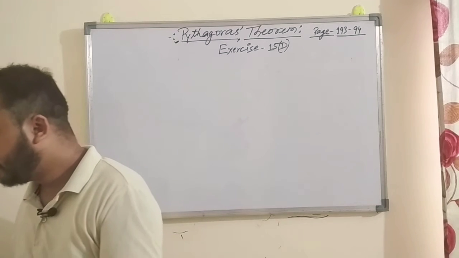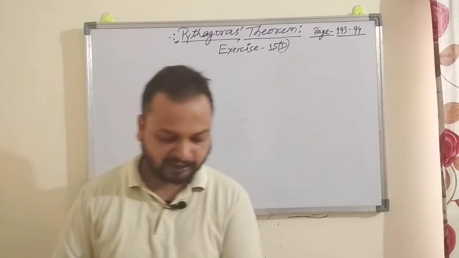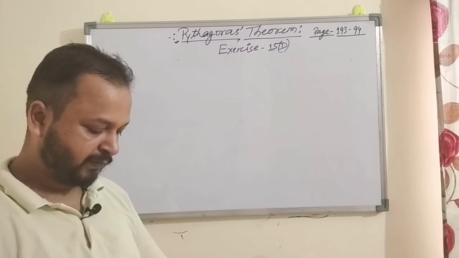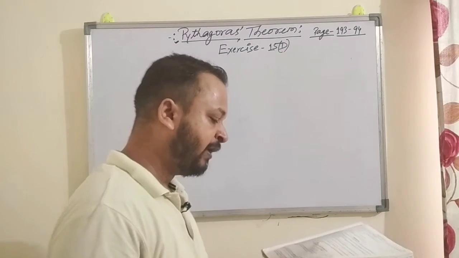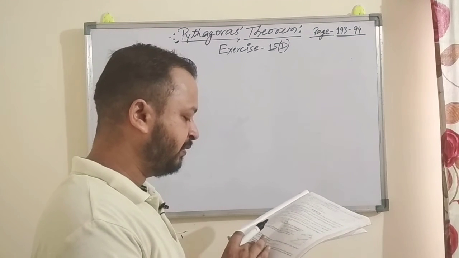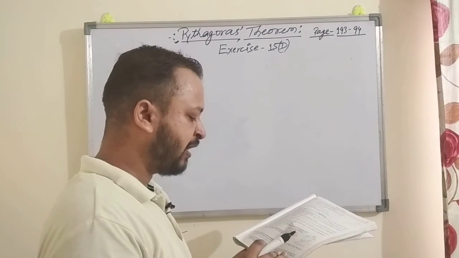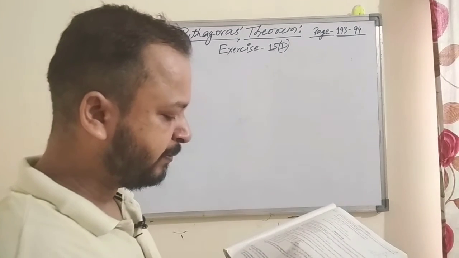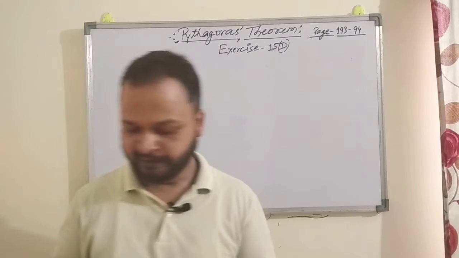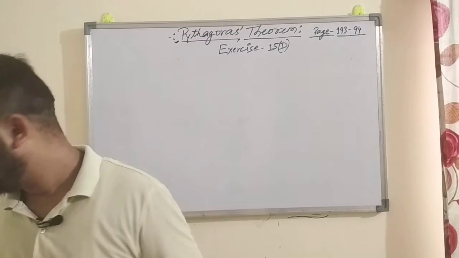So, question number 11 is saying a tree is broken by the wind but does not separate, right? If the point from where it breaks is 9 meters above the ground and its top touches the ground at a distance of 12 meters from its foot, find out the total height of the tree before it broke.